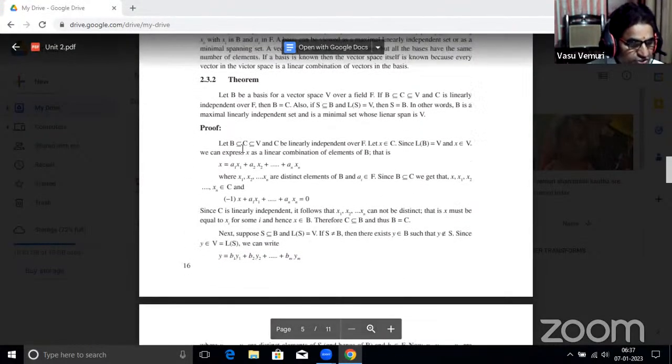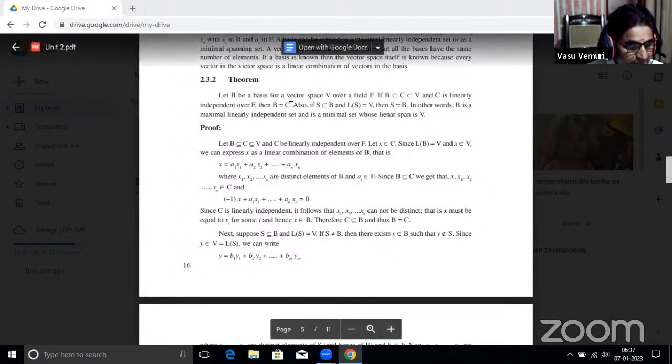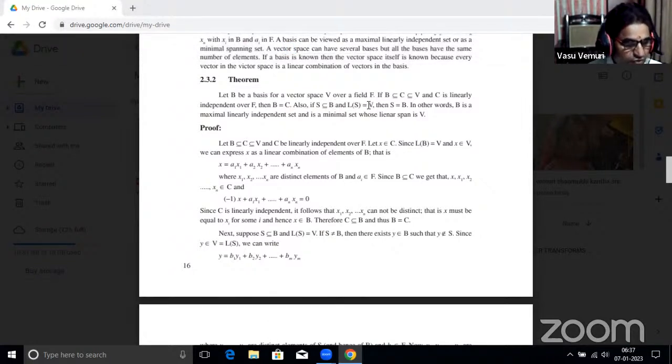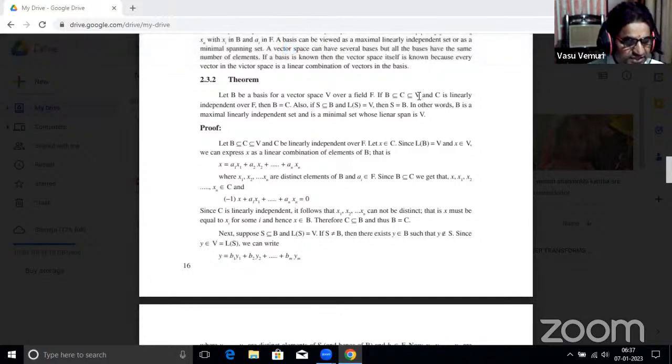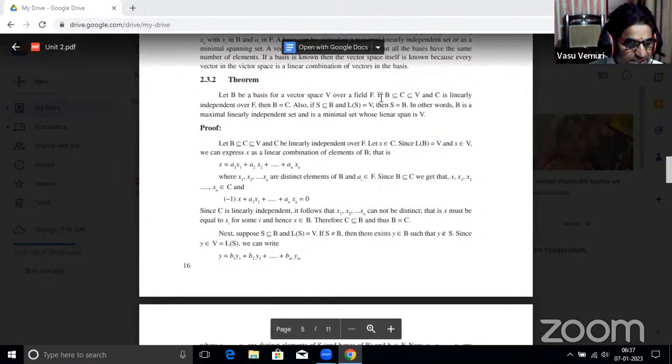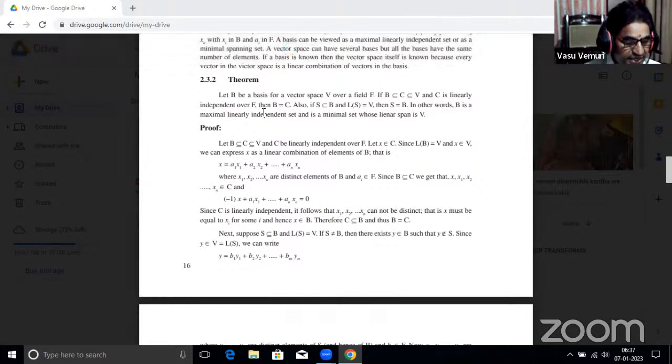Now you have to see and refer to the theorem. What is the theorem? Let B be a basis for a vector space V over the field F, and B ⊆ C ⊆ V. Here the given vector space is V, and the basis subset is B, and other bases are also represented, because the condition is B ⊆ C ⊆ V. C is linearly independent over F.